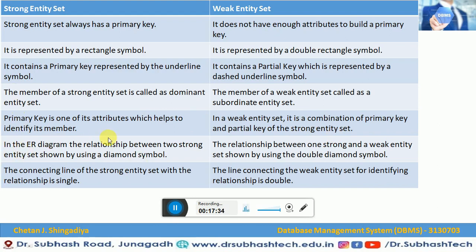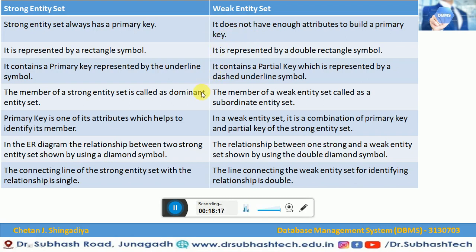In strong entity set, in the ER diagram, the relationship between two strong entities is shown by using the diamond symbol. Whereas in weak entity set, the relationship between one strong and one weak entity set is shown by using double diamond symbol. So as we showed in the previous figure. At the last, in the strong entity set, the connecting line of the strong entity set with a relationship is single. While in case of weak entity set, the line connecting the weak entity set for identifying the relationship is double. So these are the simple comparisons of weak entity set versus strong entity set.